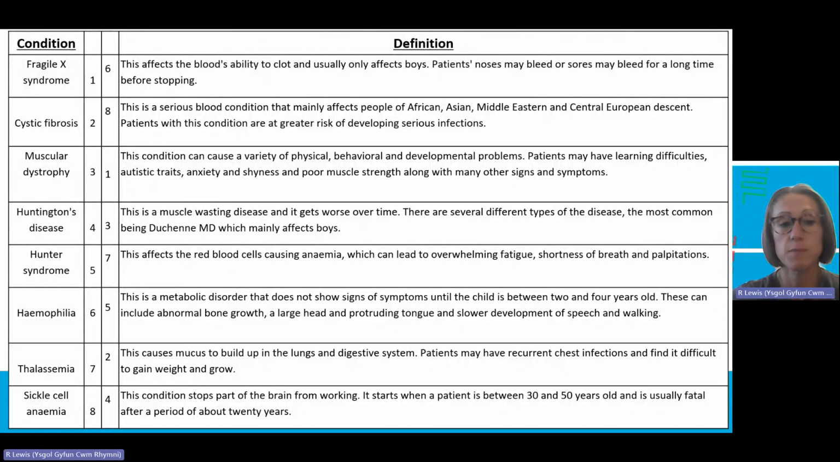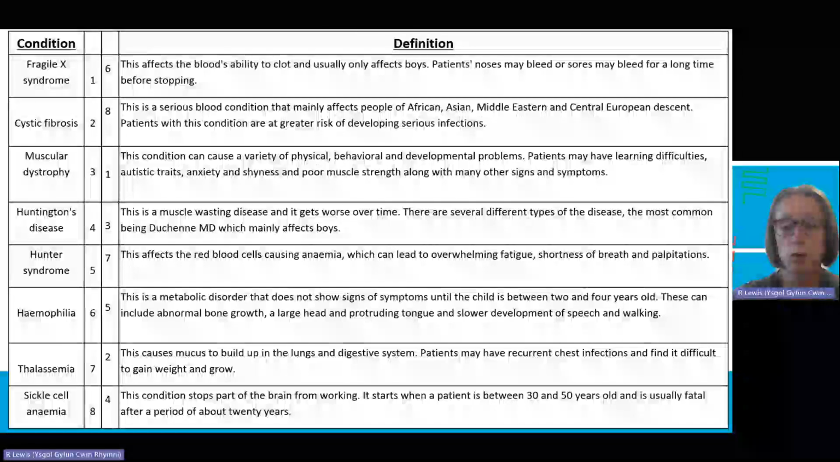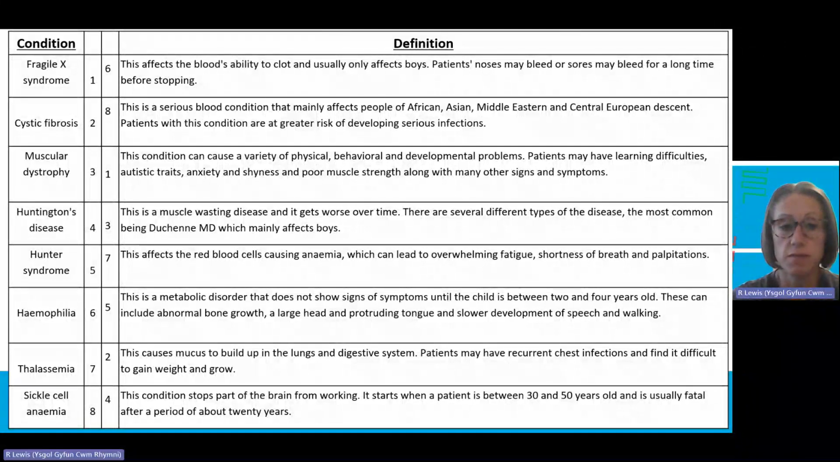The 6th one then is haemophilia. So obviously this is the ability to clot, and usually only affects boys. Patients will suffer more from bleeds, nosebleeds and sores, and because of this then their blood is thinner within the body, and they will bleed out a lot quicker than an individual who doesn't suffer from haemophilia. Obviously we need clotting agents within our blood, and this is something that doesn't happen then with individuals who suffer from haemophilia.